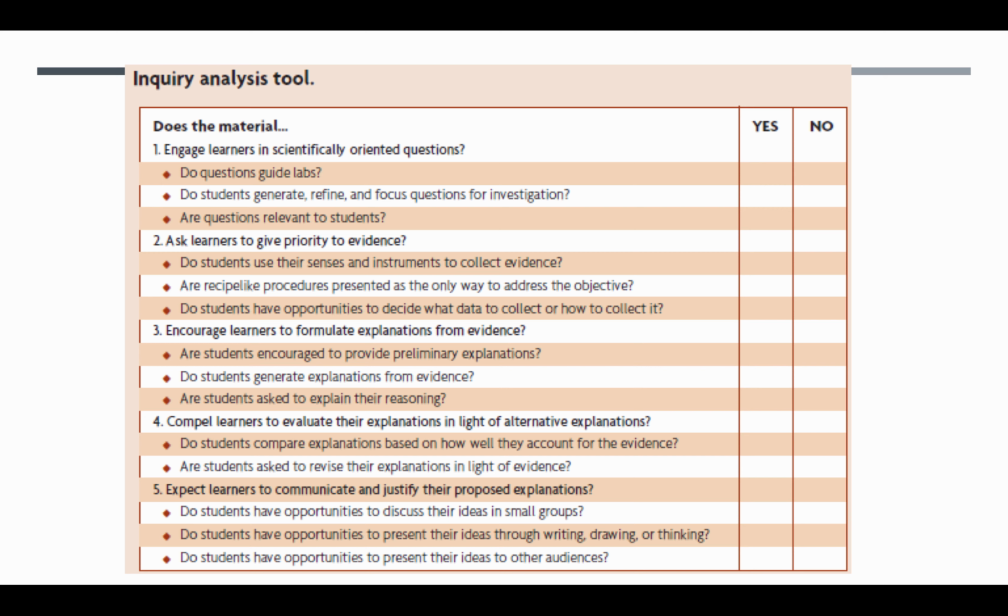But what written evidence? Essential feature number 3, encourage learners to formulate explanations from evidence. Hopefully you put no for all of this as well, because again, they're not encouraged to provide any explanation. They're not asked to generate any explanations from their evidence, and they're not asked to explain their reasoning. Number 4, compel learners to evaluate their explanations in light of alternatives. Again, no, there's nothing. This is just a list of procedures. Students aren't asked to do anything. And even number 5 should be no. So you really should have marked this no all the way across.